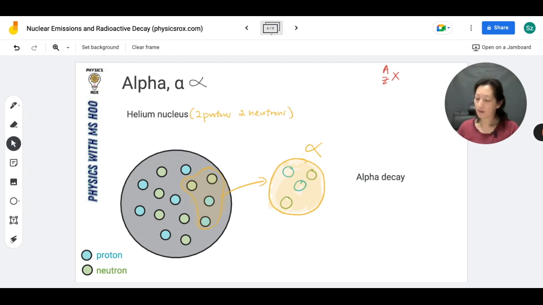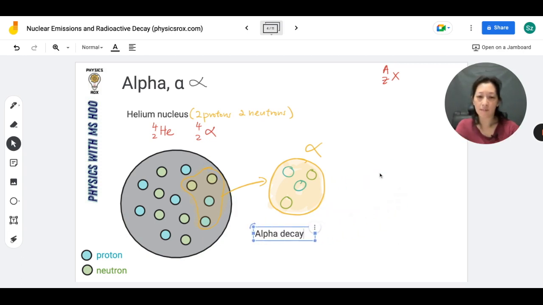So because it looks like a helium nucleus, we can write alpha in this form using the nuclide notation. We can write it as 4-2He. So when you see 4-2He, that's basically the same as an alpha particle. Another way to write it, which is also accepted, is to write it as 4-alpha, using the alpha symbol instead. Both are acceptable. So when a radioisotope undergoes alpha decay, I'm going to write the equation at the bottom here.